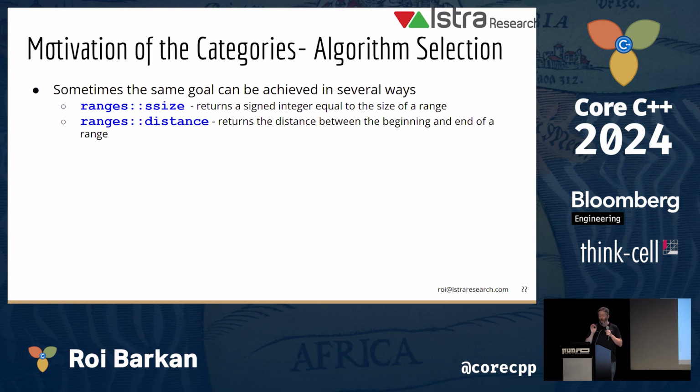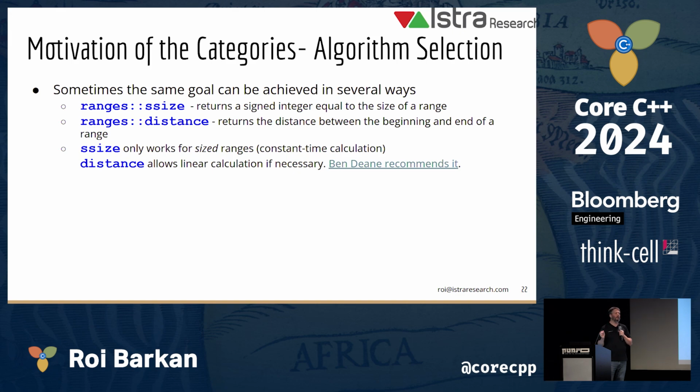You can see that they're very, very similar. They take as input a range, and they return a signed integer that represents the length of the range. Size calls it the size of a range. Distance calls it the length, but actually it's the same. What's the difference? The difference has to do with algorithm selection.